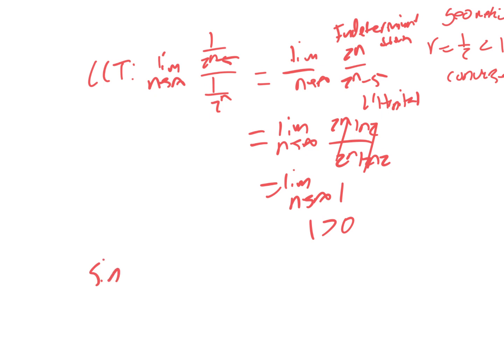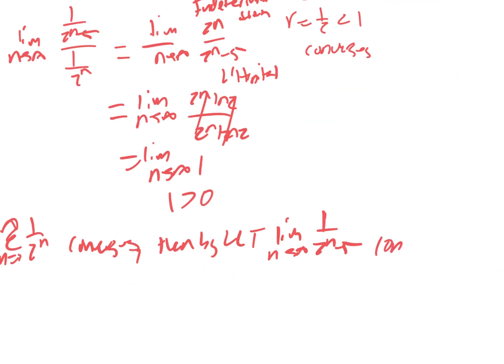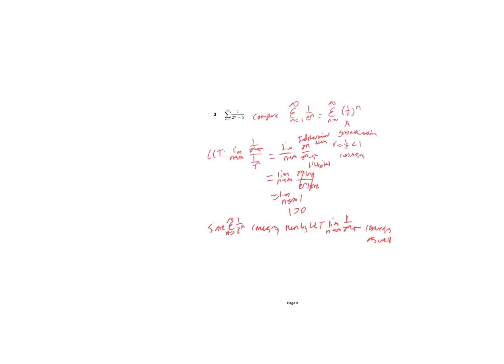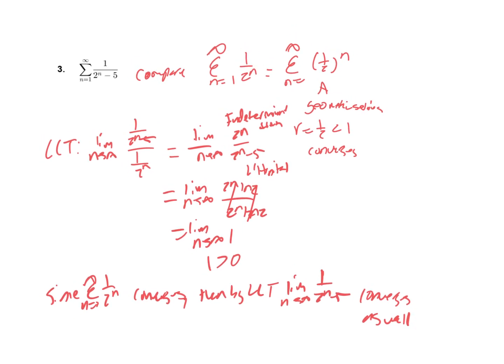So since the summation of 1 over 2 to the n power converges, then by the limit comparison test, the summation of 1 over 2 to the n minus 5 converges as well. They both converge, since the one being compared to converges.